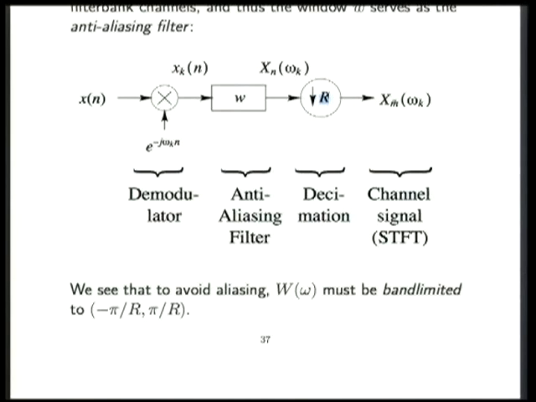Right? If we're going to downsample by R, then this window needs to cut off at half the new sampling frequency. So basically pi over R is our new cutoff. So this W needs to be a decent low-pass filter that rejects spectral energy above pi over R, because we're going to downsample, and you don't want to alias. So that's what you want out of this window.